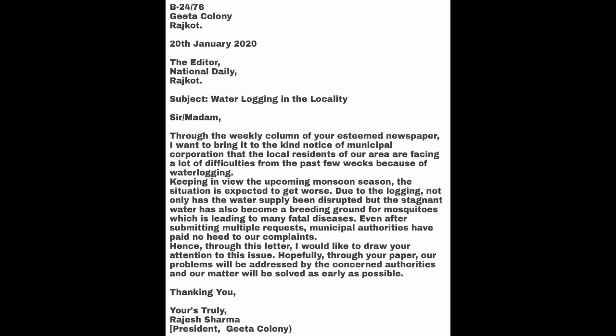And as we have discussed in the format also, if you have a designation, then you have to write the designation at the end, right? Yours truly, or we can write yours faithfully, something like that, and after that the name of the person who is writing the letter, and after that President, Geeta Colony. So this is how we are supposed to write the formal letter, right?